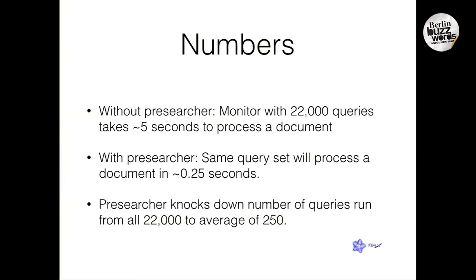There's a fixed cost to creating the disjunction query from a document that comes in. Without the pre-searcher, or with the match-all pre-searcher that says just give me all the queries, it takes no time to build that disjunction query. It's not building the disjunction query, it's just running everything. With the pre-searcher, of that 0.25 seconds, between 50 and 75 milliseconds is actually building the query. So it's not completely free; there are trade-offs there. You need to measure it and judge it on your document set and your query set.